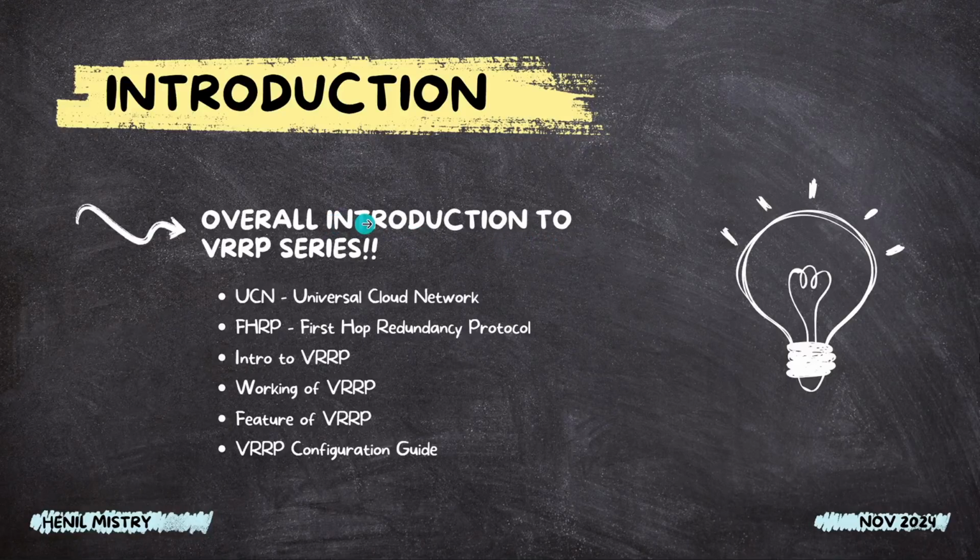Before we jump into the content of this presentation, this is the overall introduction for VRRP. Basically we'll understand Universal Cloud Network. Then we'll understand first hop redundancy protocol. It is a protocol and also a concept. There are lots of protocols that fall under this FHRP. Then we'll introduce VRRP, what is the working, what are the features, and at last we'll see the configuration.